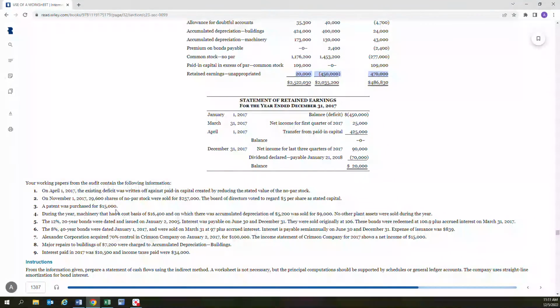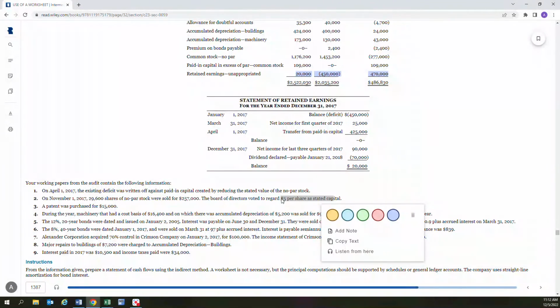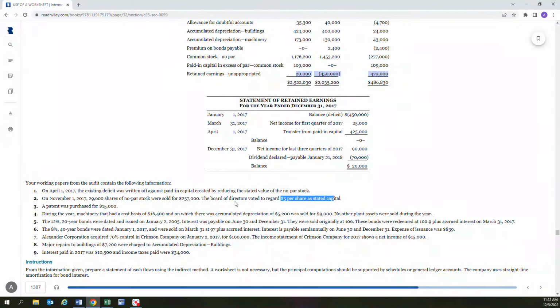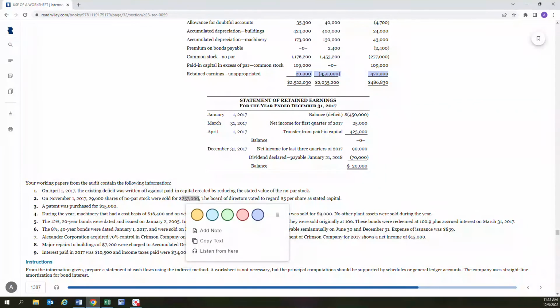So the next item they tell us is that on November 1st, 2017, 29,600 shares of no par stock was sold for $257,000. Okay, so that's going to be a financing activity. The board of directors voted to regard $5 per share as stated capital. So this is going to be our par value, $5 per share. That's all they're saying. So we will need to compute 29,600 times 5, and that'll be the credit to common stock. But the whole sale was for 257, so that would be the cash flow implication.